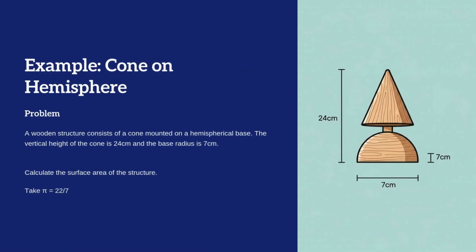Example. Cone on hemisphere. Problem. A wooden structure consists of a cone mounted on a hemispherical base. The vertical height of the cone is 24 centimeters, and the base radius is 7 centimeters. Calculate the surface area of the structure. Take pi equals 22 over 7.